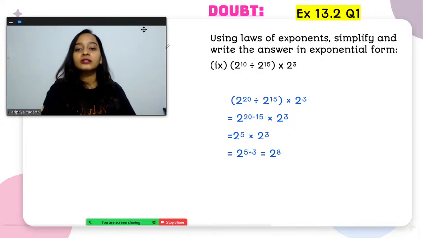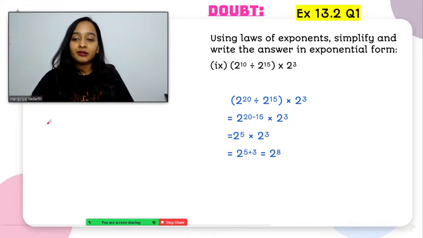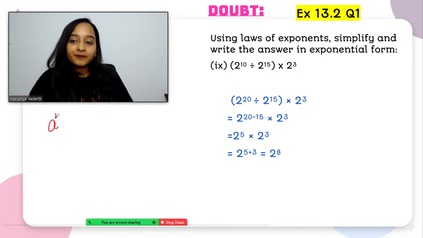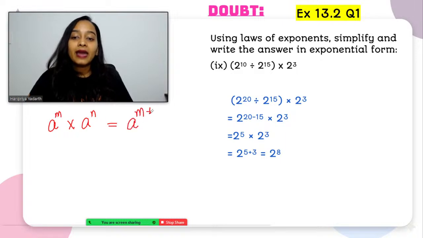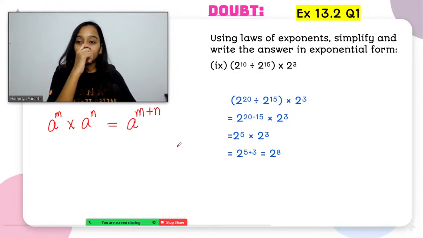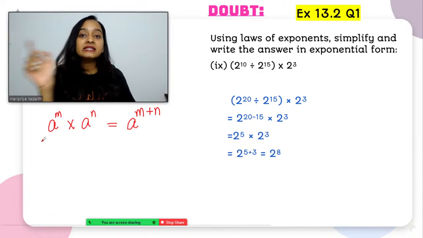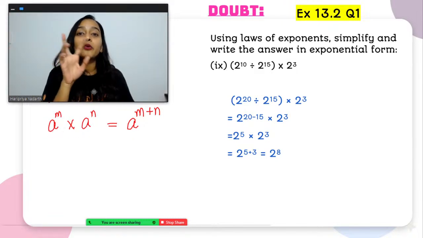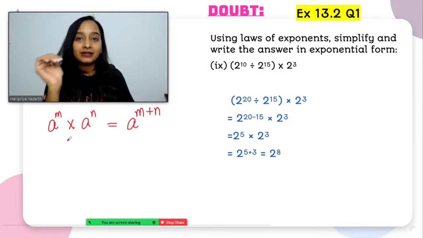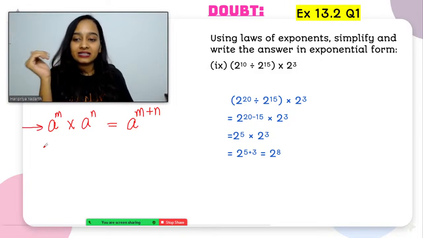So what are all the laws of exponents you need to know? I'm going to write it down here. a to the power m multiplied with a to the power n is equal to a to the power m plus n. Now what is happening here? The bases are the same, the exponents are different, and you're multiplying. So keep the base as it is, add the exponents.